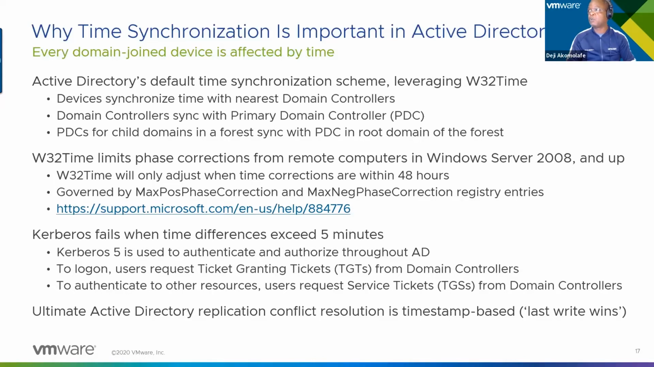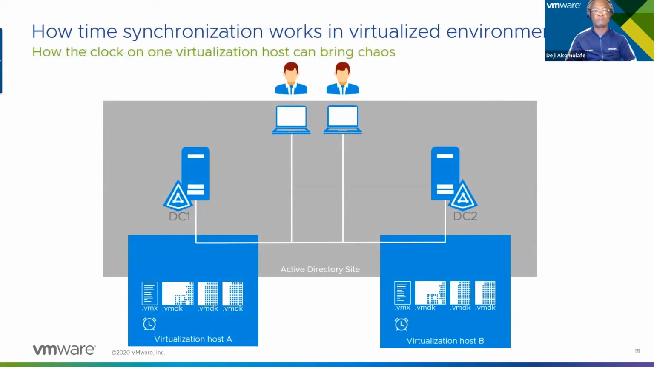So let's do a quick demonstration of what we are talking about here. There are two domain controllers here, virtualized, of course, DC1 and DC2. DC1 is synchronizing time with the host, and DC2 is also synchronizing time with the host. There are the devices and there are the users behind the devices. These devices synchronize time with the domain controllers as well. Now, as long as everything is correct, times are in sync, everybody is happy.